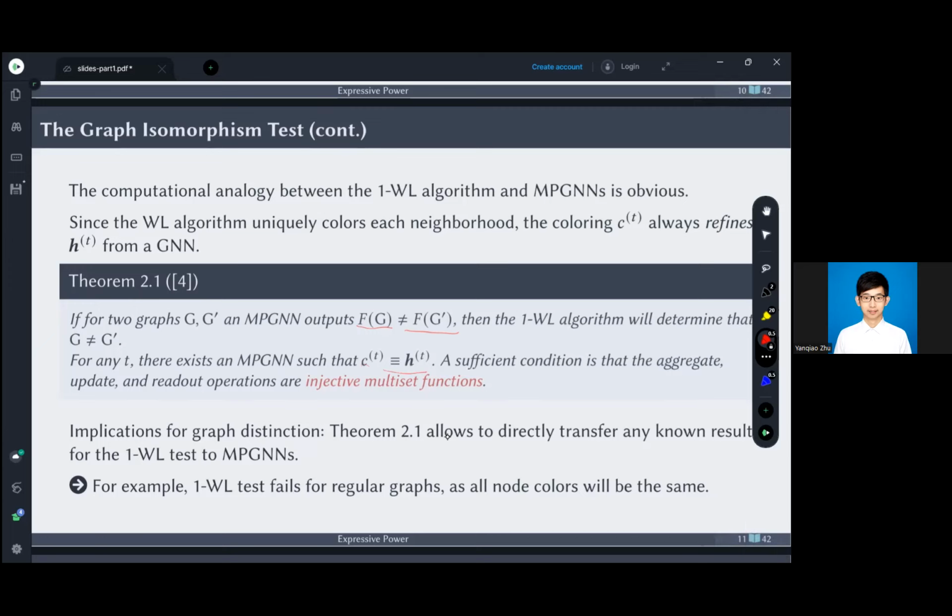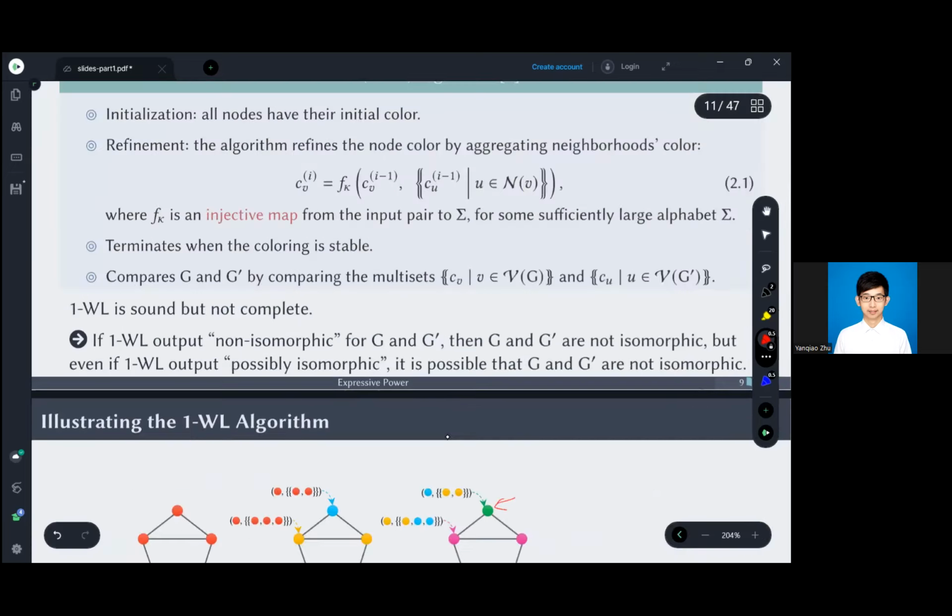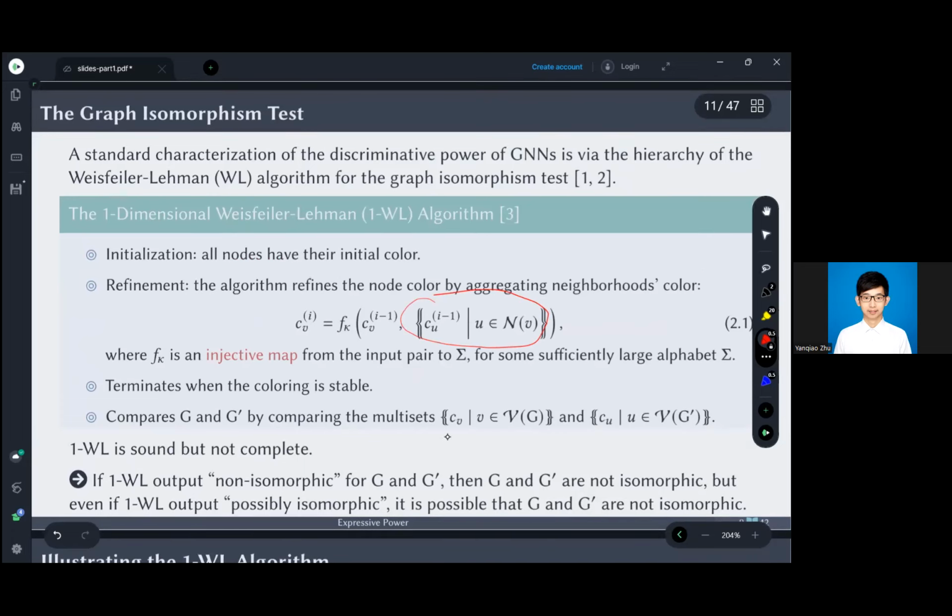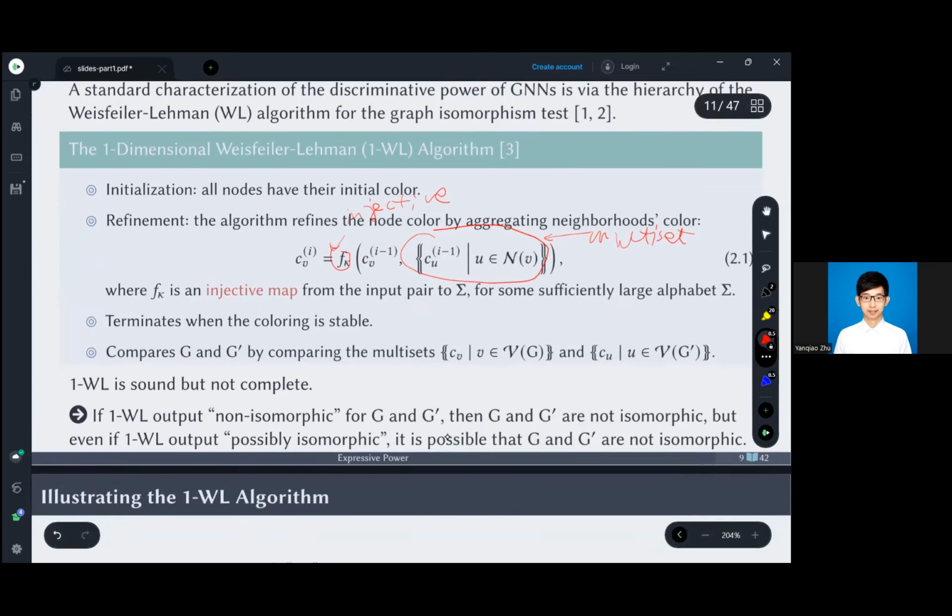A sufficient condition to maintain this equivalence is that the aggregate, update, and readout functions should be injective multi-set functions. Like I said before, for the neighborhood set, this is a multi-set function, and the update function should be injective, because it is essentially a hash function, so it has to be injective to the output alphabet space. That is at the node level. For the graph level, we have to compare the multi-sets, so for comparing the multi-sets we are going to use another hash function.